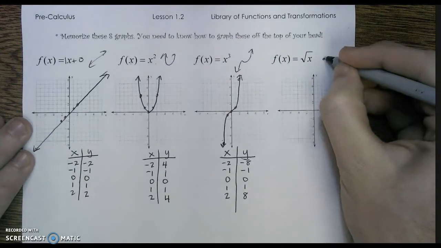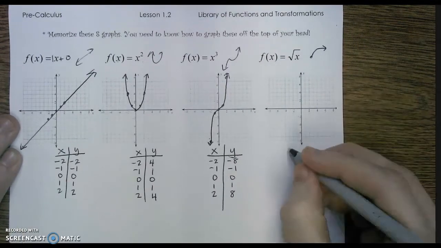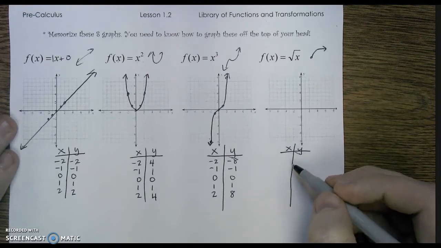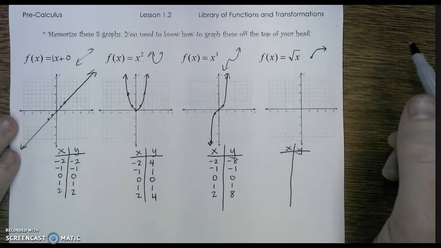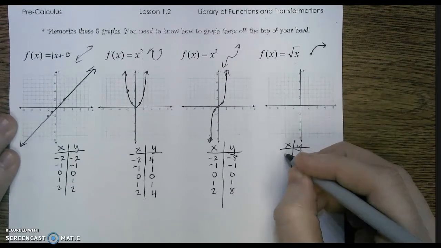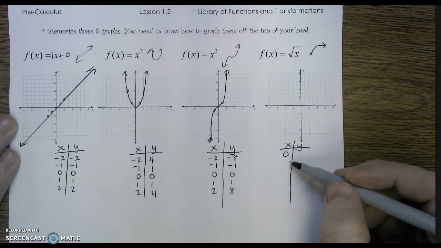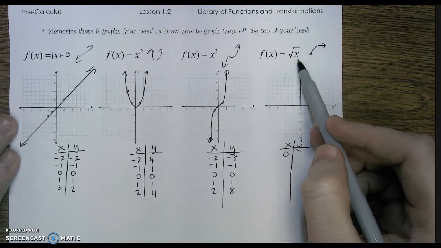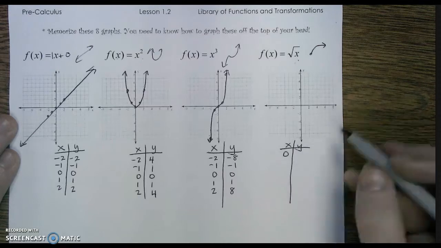Square root, I know, is going to look like that. But if I don't have that memorized, I can make an xy chart. Now here, you can't plug in negatives because it's a square root, and we know that you can't plug negatives into a square root function. So starting with 0, 0 is the smallest number I can plug in. And I want to choose wisely with my x's because square root can give me really weird decimals. So let's plug in some perfect squares that we know are going to give us good y values.